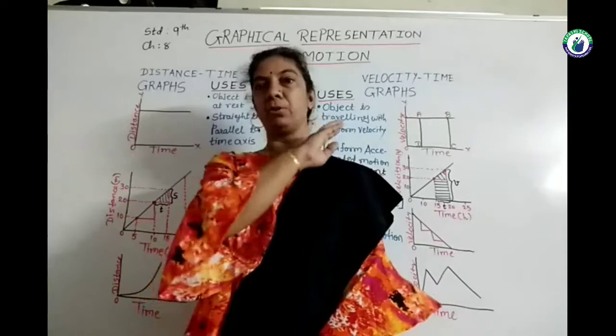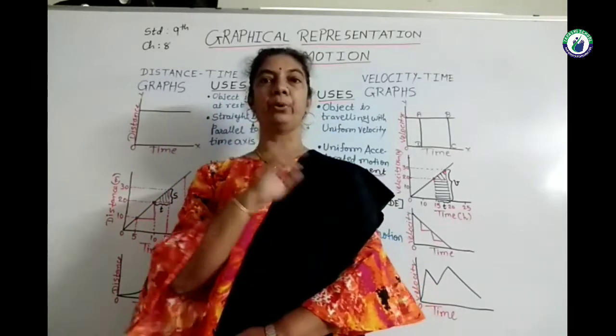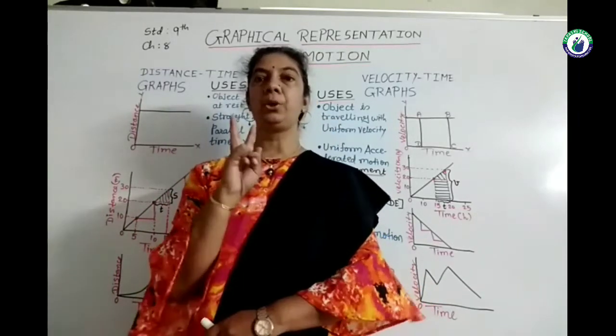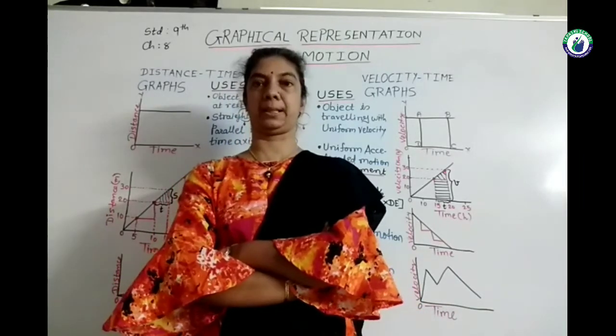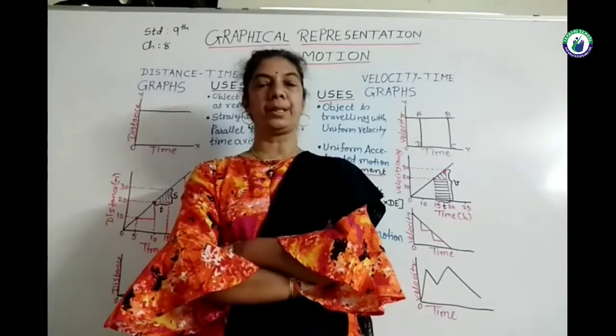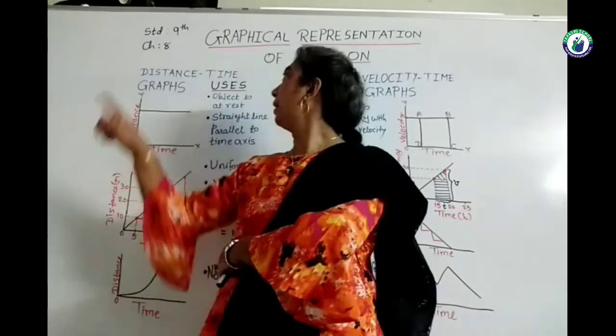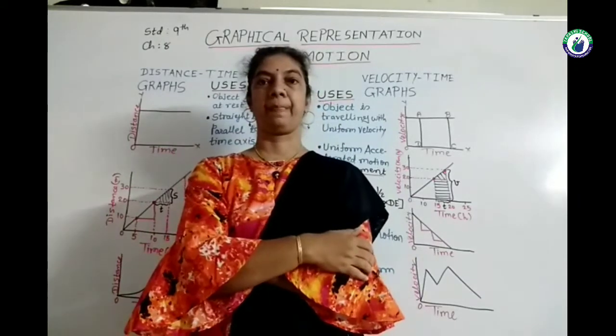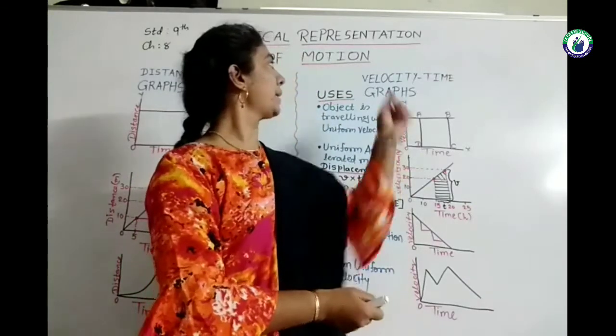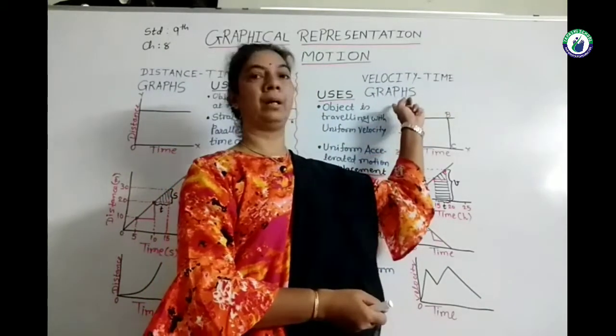As you can see over here on both my sides, two types of graphs we are supposed to discuss. First, distance-time graphs, and second, velocity-time graphs.